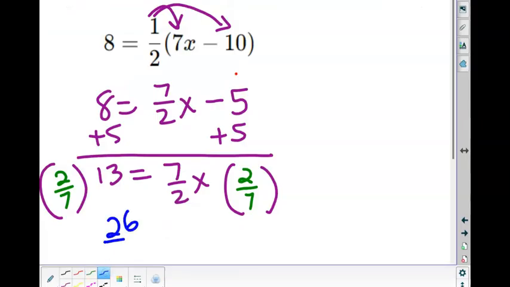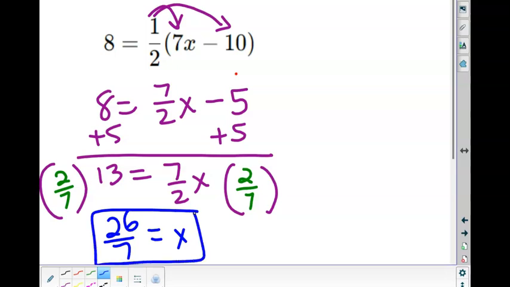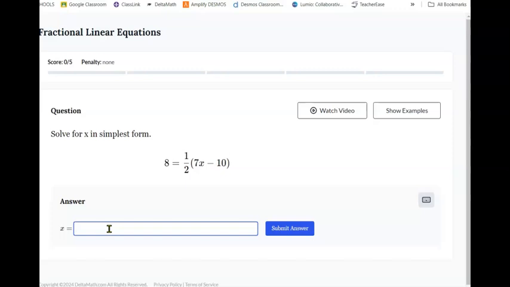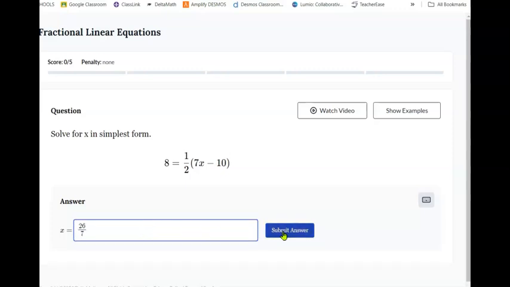And 26/7 is what you should be entering into the homework answer box. So again, that was 26/7. So 26 with a fraction bar and a 7.